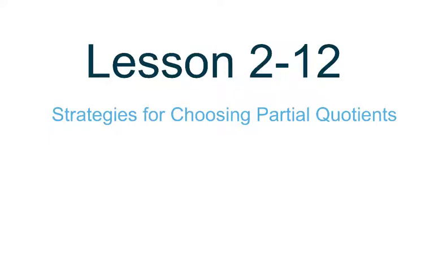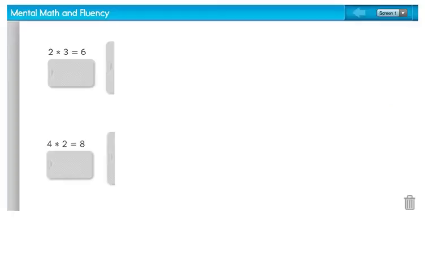In lesson 212, we are going to continue working on partial quotients. You'll need your whiteboard marker, eraser, and your math journal. So on your whiteboard, would you go ahead and number 1 and 2, and I will show you what I would like for you to do.